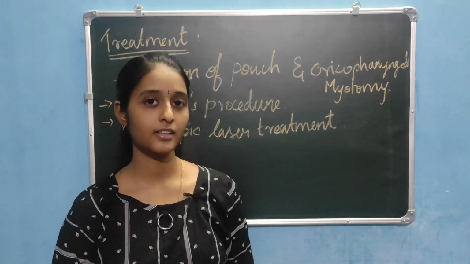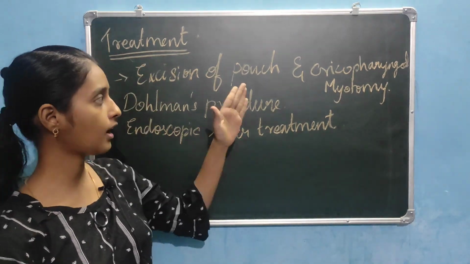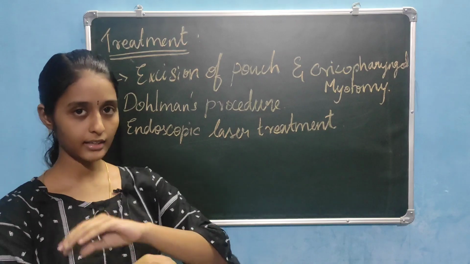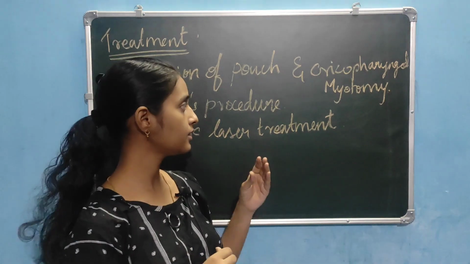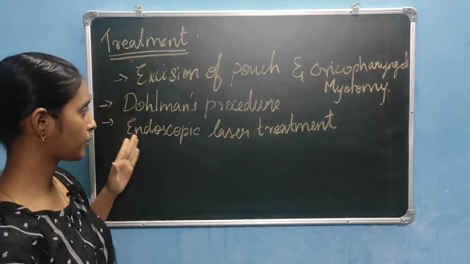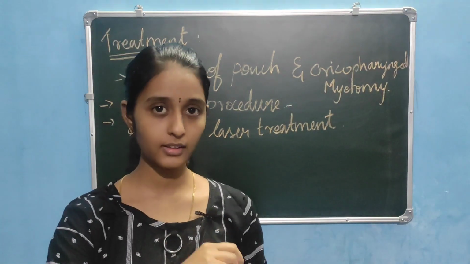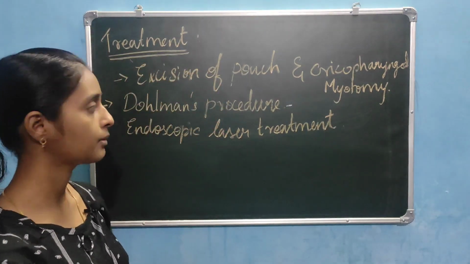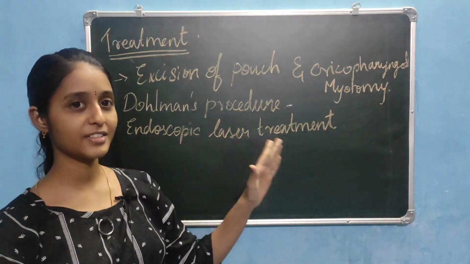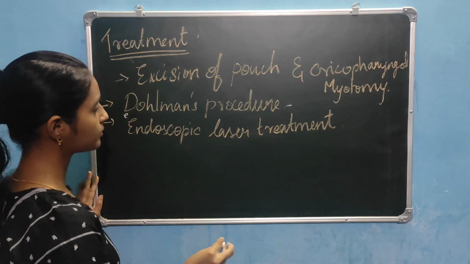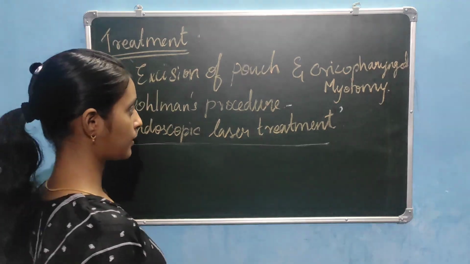Now we are going to learn about Zenker's diverticulum treatment. First is excision of the pouch and cricopharyngeal myotomy. We have to excise the pouch and remove the cricopharyngeal muscle. Then Dollmann's procedure. In Dollmann's procedure, cauterization is made in the cricopharyngeal muscle, and then the muscle is divided. And the latest one is endoscopic laser treatment. So these are all the treatments of Zenker's diverticulum.